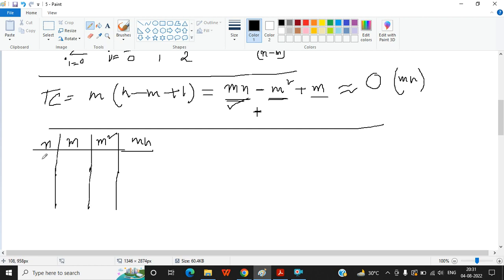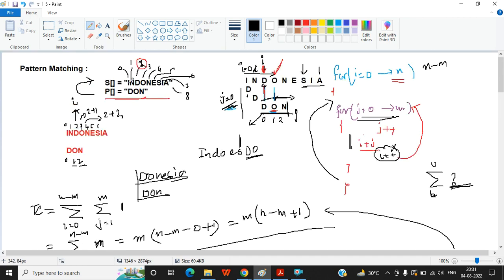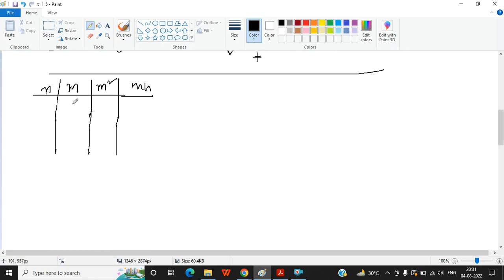What is n? n is the length of the source string. Suppose our source string is of length 9 characters. m is 3 characters, right? So what is the value of m square? It is 9. And what is the value of mn? It will be 27.